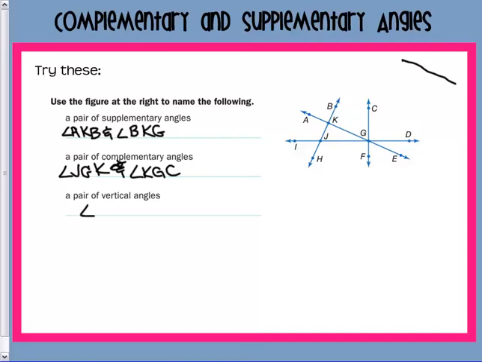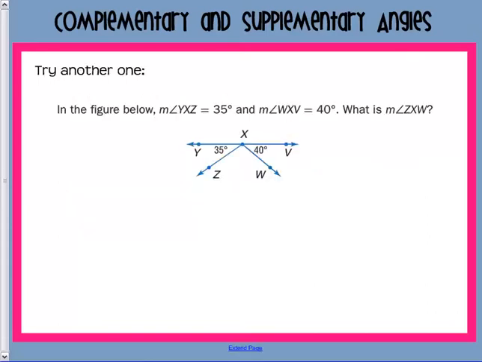So I'm gonna pick over here, angle KJG and angle IJH. All right, why don't you try this one? Go ahead and pause the video. I'll be back in just a second to show you the answer. Please make sure that you draw this picture for me in your notebook, okay? I want to see this one tomorrow in class. So pause the video and try this one.